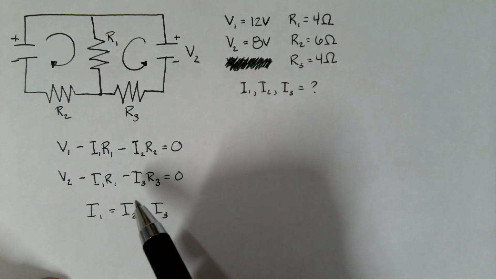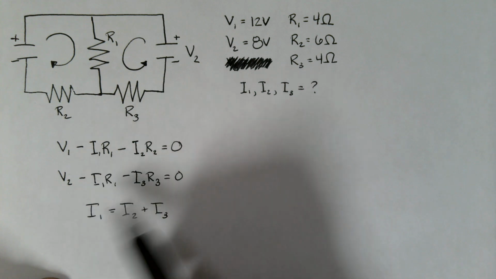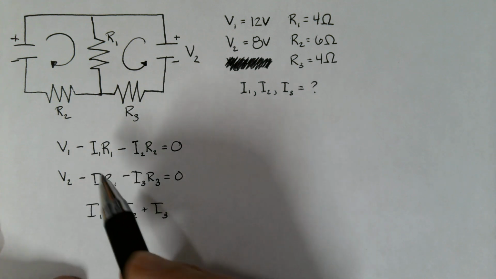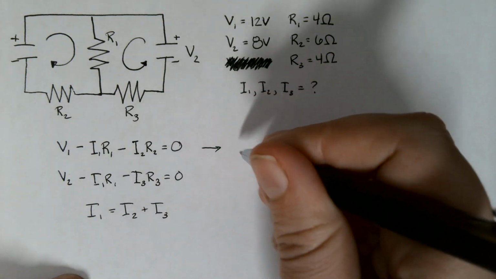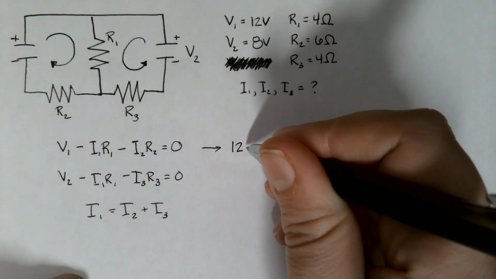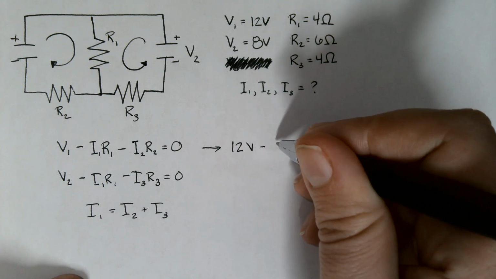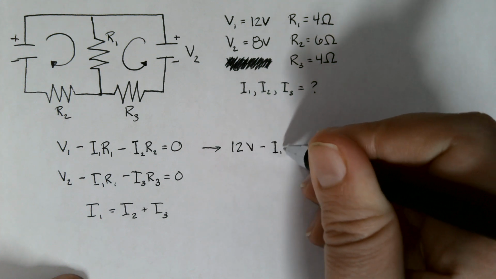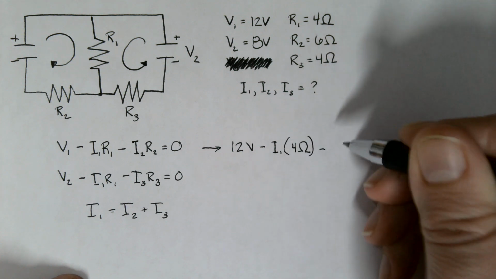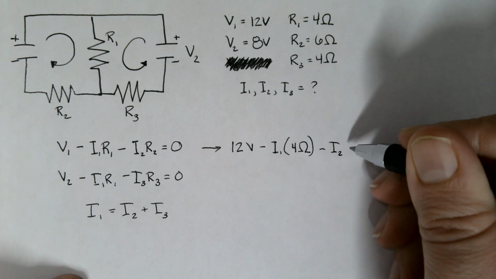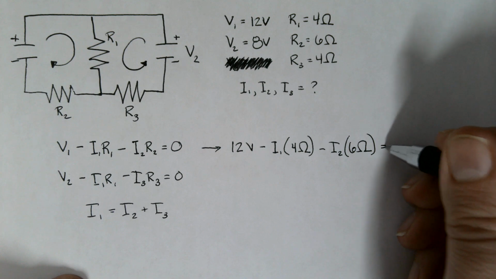Anyhow, once we plug in numbers here and we rearrange these equations a bit, we would be able to solve this. This is where we're at. Let's put in our numbers here. This is going to be 12 volts minus I1 times 4 ohms minus I2 times 6 ohms equals 0.